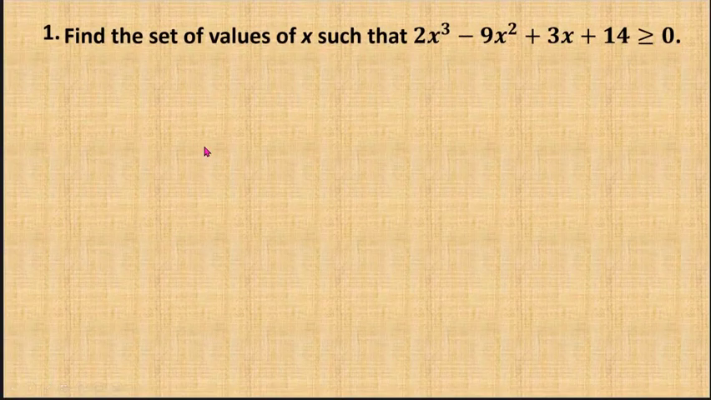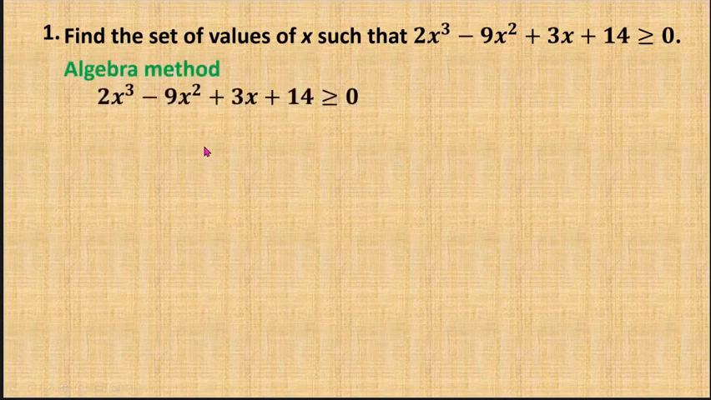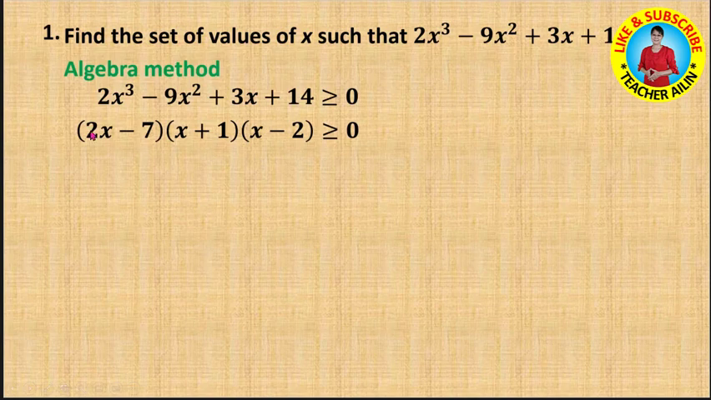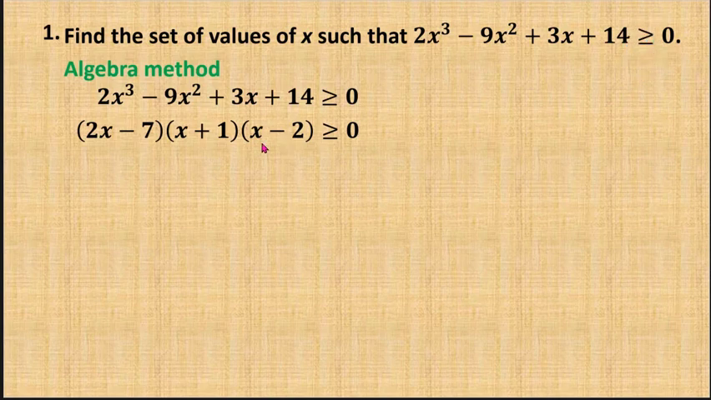Now I'm going to solve this inequality without using the graph. First, similarly, we need to factorize the polynomial. After factorization, I got 3 linear factors. From the linear factors, I got 3 different roots. One is 7/2 from the factor 2x minus 7. One is -1 from the factor x plus 1. And another one is 2 from the factor x minus 2.